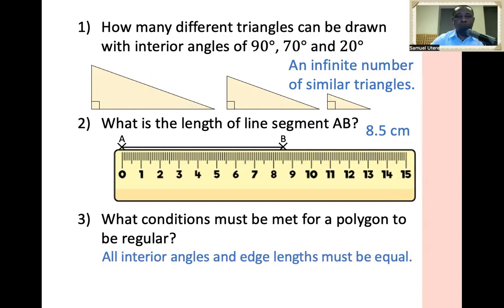Next, what conditions must be met for a polygon to be regular? I'm sure you haven't forgotten about this. All interior angles and side lengths or edge lengths must be equal.